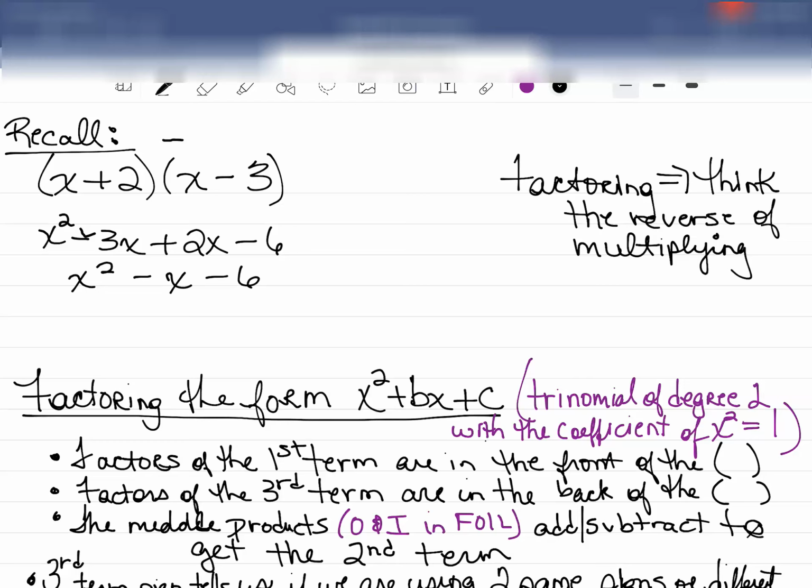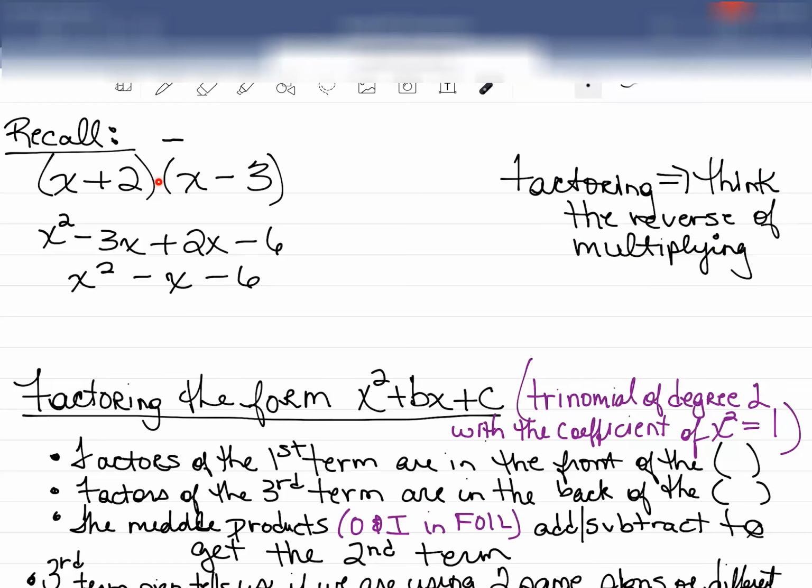So now we're going to do a little more factoring. This time we're going to have 3 terms. But let's go back and make certain we understand what's going on with our factoring. If we can remember that when we're factoring, we're doing the reverse of multiplying, that helps us a little bit.